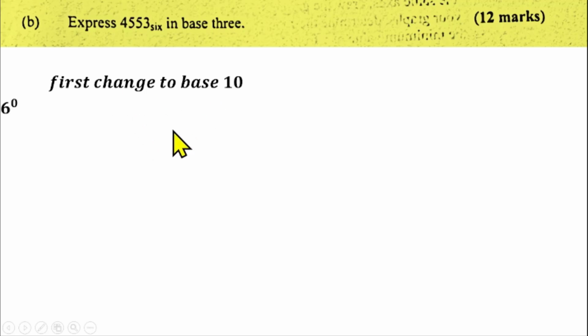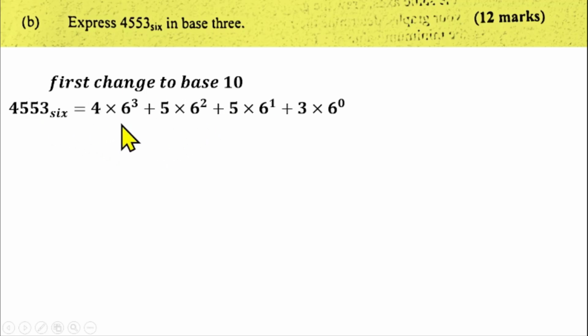First change to base 10, and that should be expansion. You need to tag this number, label it 0 1 2 3. So that will be 4 times the base, which is 6 raised to power 3 plus 5 times 6 raised to power 2 plus 5 times 6. You have 3 times 6 raised to power 0.